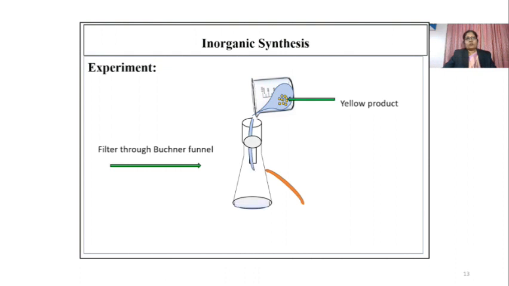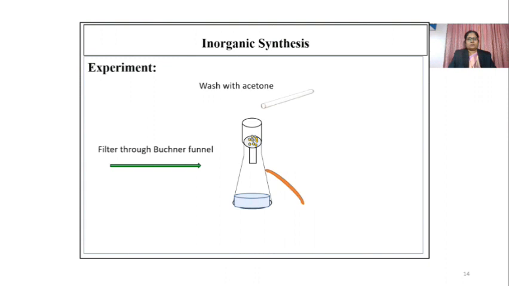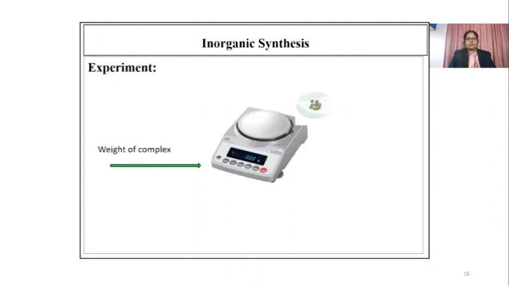Filter the solution through a Buchner funnel and wash this transferred sample or product with a little amount of acetone. Then take out this product on a dry filter paper. After drying, take the weight of the product as W gram.